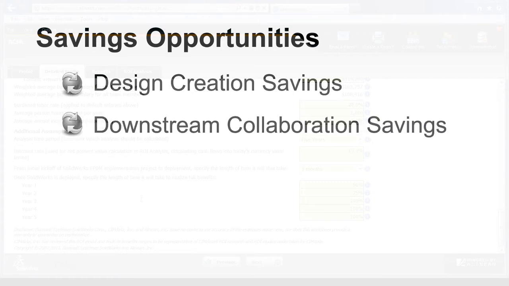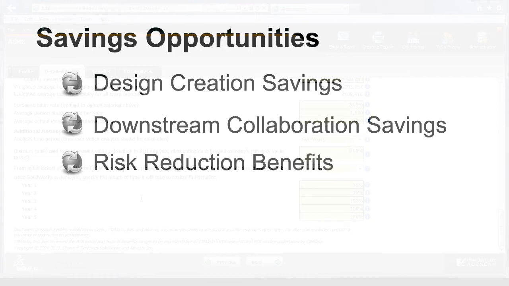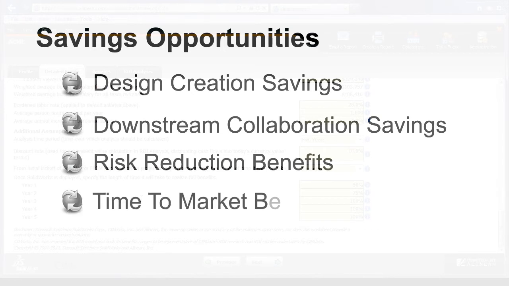Downstream collaboration savings: enterprise PDM manages all forms of product documentation, helping team members find documents more quickly. This saves time and money. Risk reduction benefits: engineering change orders are reduced, compressing electronic workflow and document approval cycle times. Time to market benefits: a company's time to market can be drastically improved by eliminating error-prone and paper-based processes.